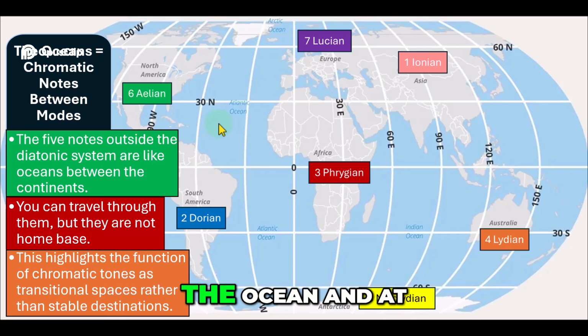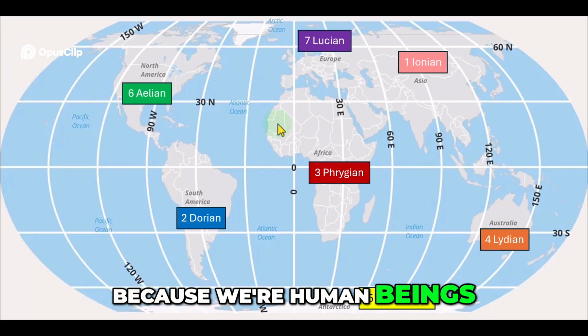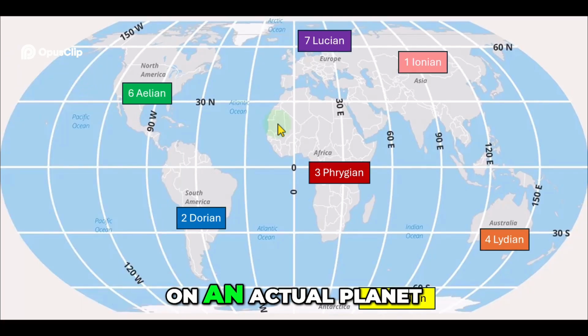We're usually going through the ocean, and at some point we need to hit a landmass. Why? Because we're human beings, okay? We need to be on an actual planet.